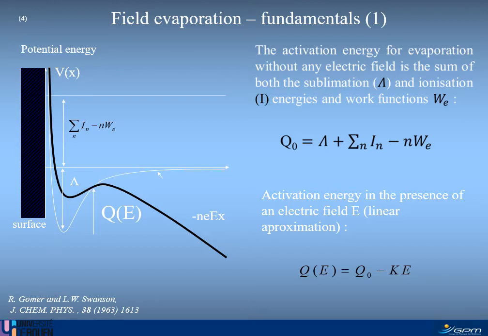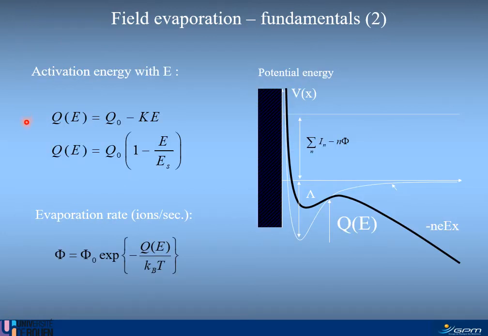And in the presence of an electric field, you can see that this white curve is changed into the black one. And so the barrier is smaller. This is Q of E here. So clearly, when you've got an electric field, the barrier for surface atoms to field evaporate in the form of ions is reduced.